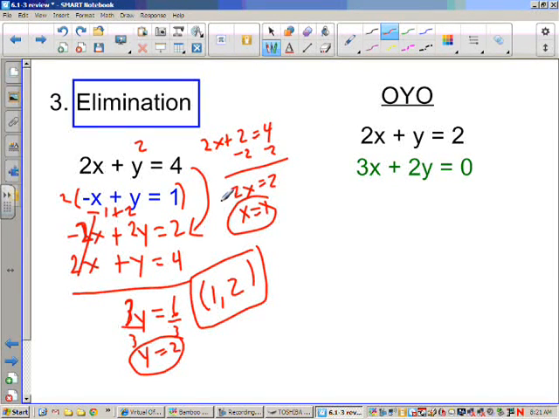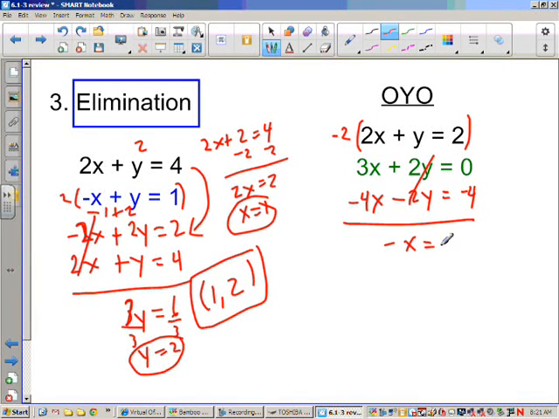Hit pause. Okay, in this situation, it becomes kind of obvious to me that I'm going to multiply the top equation by negative 2 because the x's are not going to be easily eliminated. So if I distribute the negative 2 all the way across, my y coefficients are equal and opposite. Remaining value then is negative 1x, or negative x, equals negative 4. If I divide by negative 1, I get x equals 4.